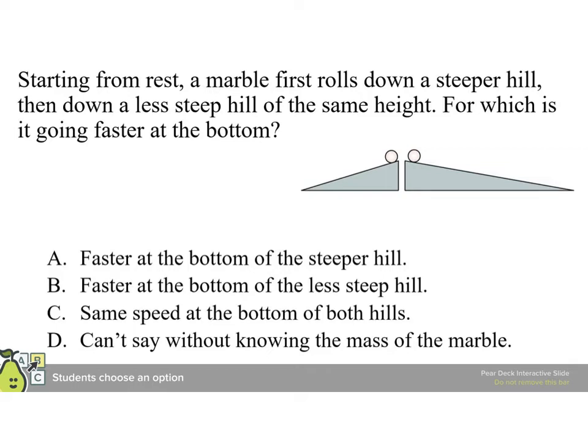Well, all of the gravitational energy at the start is going to end up being kinetic energy at the bottom. And the marble starts at the same energy in both cases because it starts with the same height. And that's all that matters, not the horizontal part, but just the vertical part. So in both cases, they have the same kinetic energy at the bottom, which means they have the same speed. Notice you don't need to know the mass of the marble.